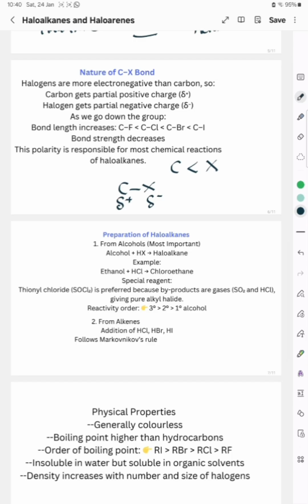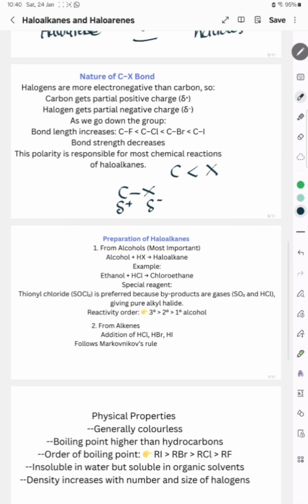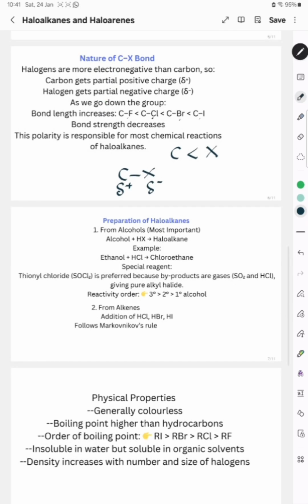From the periodic table, we know that the bond length increases as we go down the group. See here, fluorine, chlorine, bromine, iodine. The bond length is increasing. This is due to the small size of the fluorine and the big size of the iodine. And bond length, as we know, is inversely proportional to bond strength. As the bond length increases, bond strength decreases.